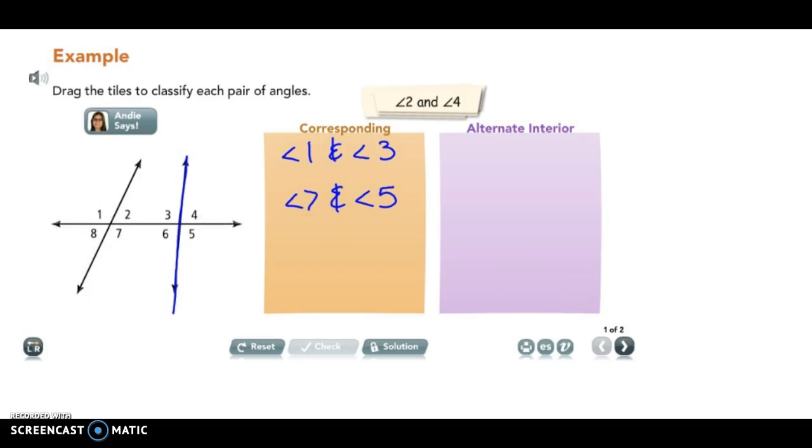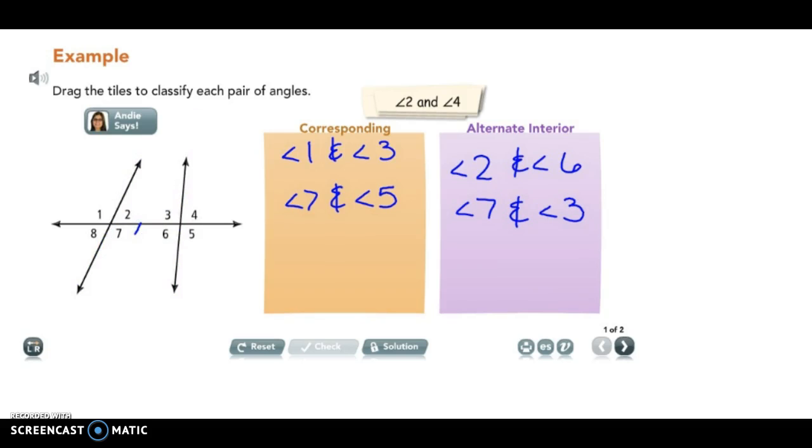Now, alternate interior angles are going to be different. They have to be on the inside. They have to be one on the left and one on the right, or one on the top and one on the bottom. So inside this little section that we've created right here, we have angle 2 is alternate to angle 6. And angle 7 is alternate to angle 3. Okay?